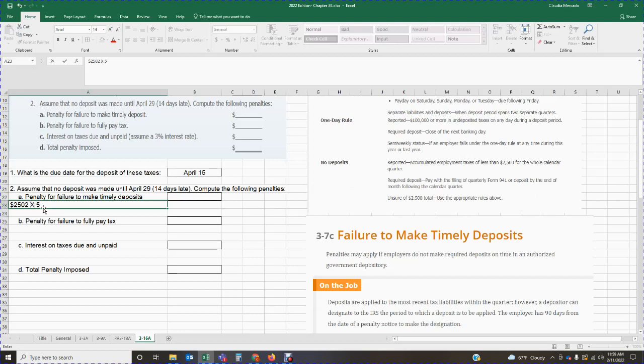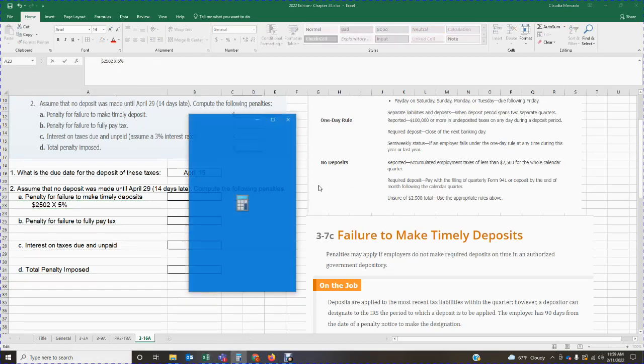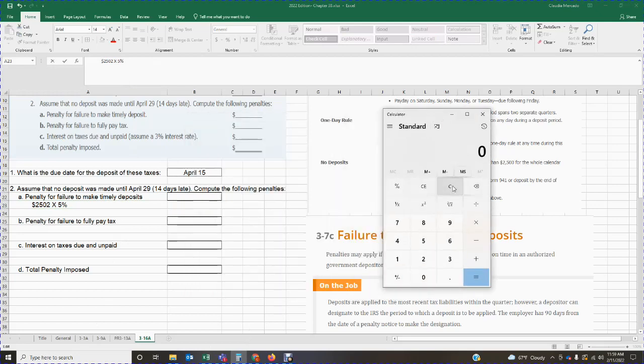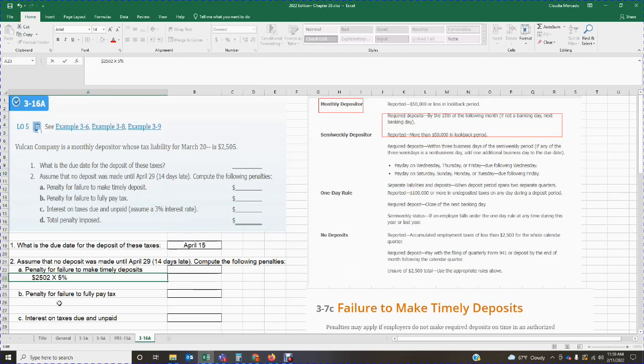And I'm going to multiply it by the 5% penalty. And let's see what we get. Let me get my calculator. It'll be 2505, not 25. You see?